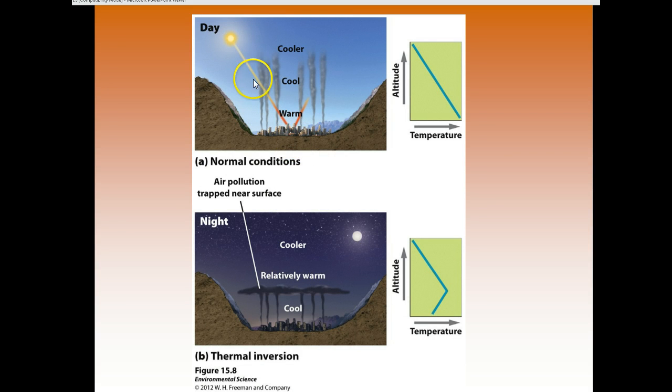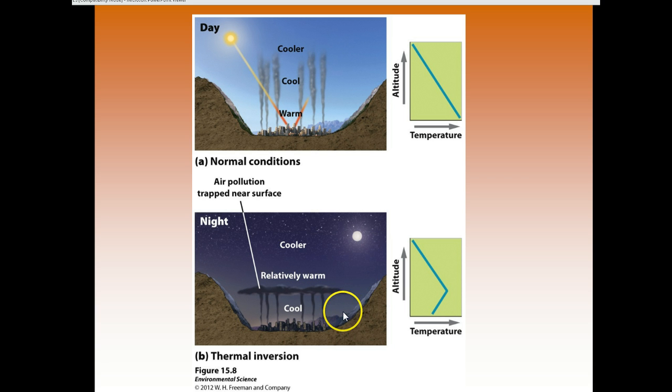So here are normal conditions. The sun is hitting the earth, making it warm, and then the warm air goes up, and as it goes up, it cools off. It gets cooler and cooler. This is natural. This is the way normal things are. But in this little cave-like situation, this little basin, at night, you can get a thermal inversion.